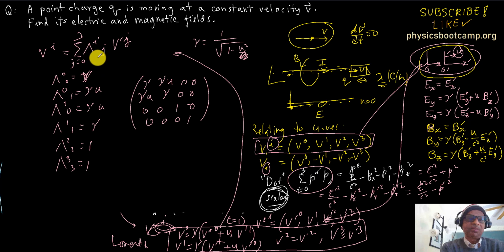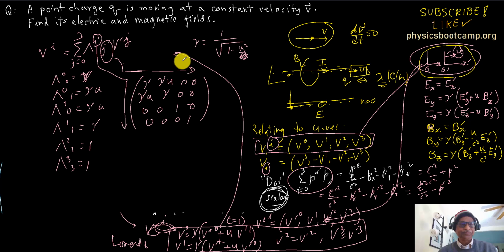So you can think of this as organized in a matrix. You can easily check: the first index goes along the row and the second index goes along the column. So each index transforms like this.